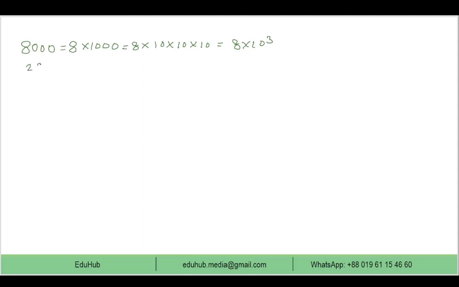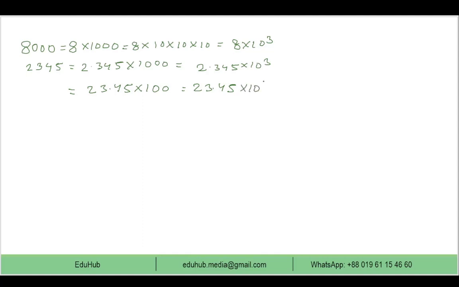Similarly, if we want to express the number 2345 scientifically, we can write it 2.345 into 1000. That means it is 2.345 into 10 to the power 3. We can also express it as 23.45 into 100. That means 23.45 into 10 to the power 2.